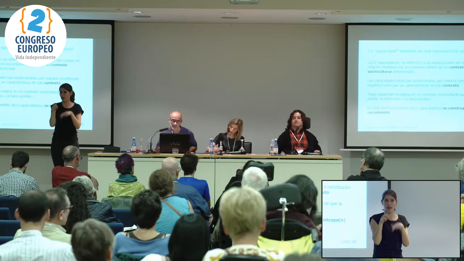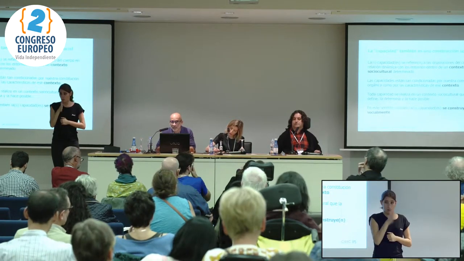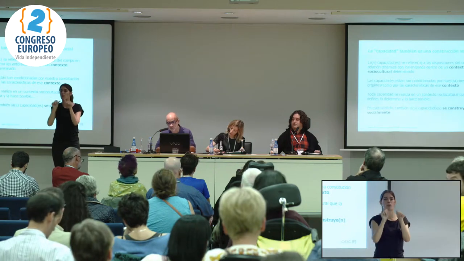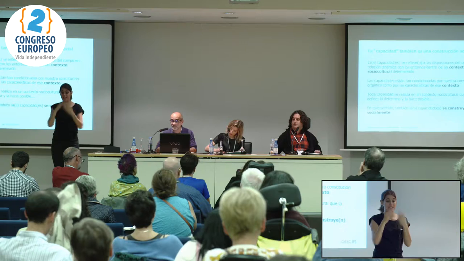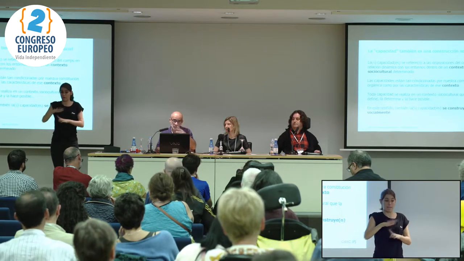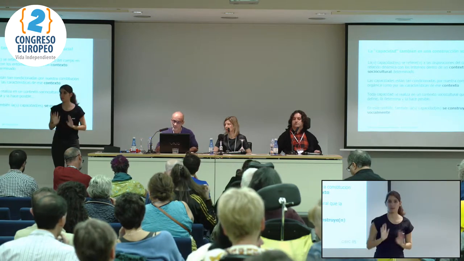Now I'm going to refer to an important idea behind the social model. Capacity is a social construction, but what idea was forgotten with the social model is that disability is also a social construction. We see it expressed here. Capacities refer to the movements of the body in a dynamic relationship with one's surroundings in a given sociocultural context, the context where we move about. So all capacities are defined, determined and made possible by our surroundings, and so capacities are also built socially. What we are able to do in our societies, in our sociocultural context, is different from what other people in other contexts will determine as capacities that can be assessed.